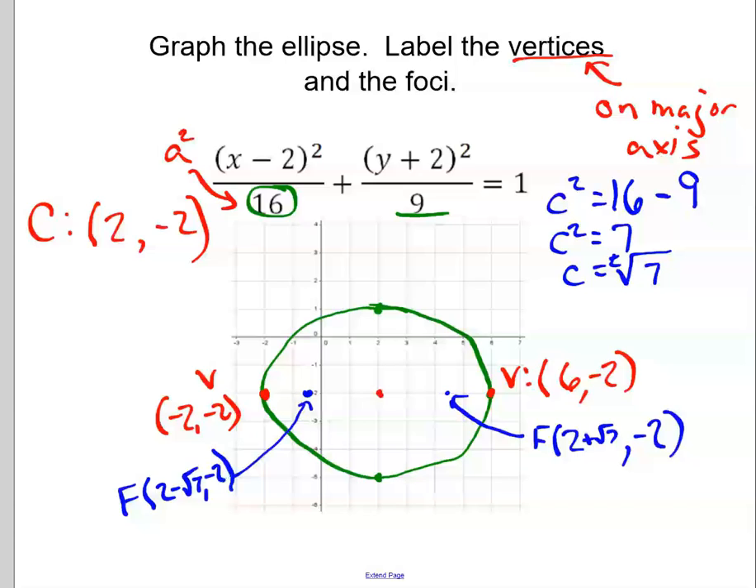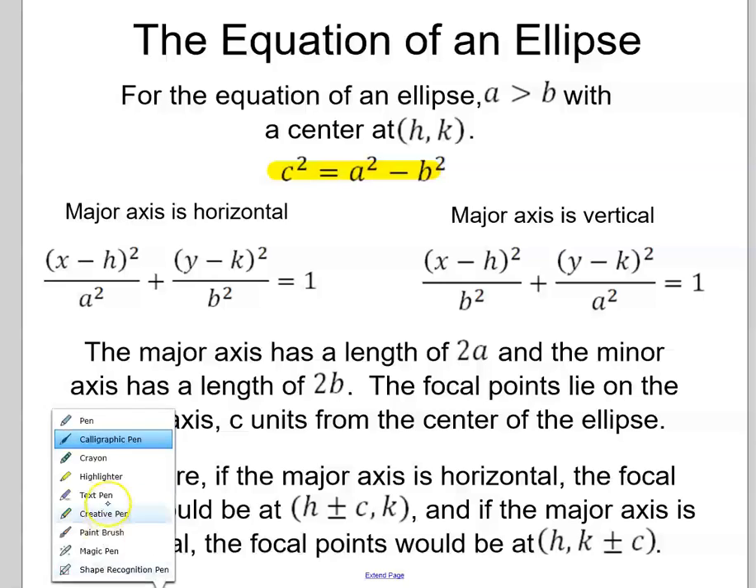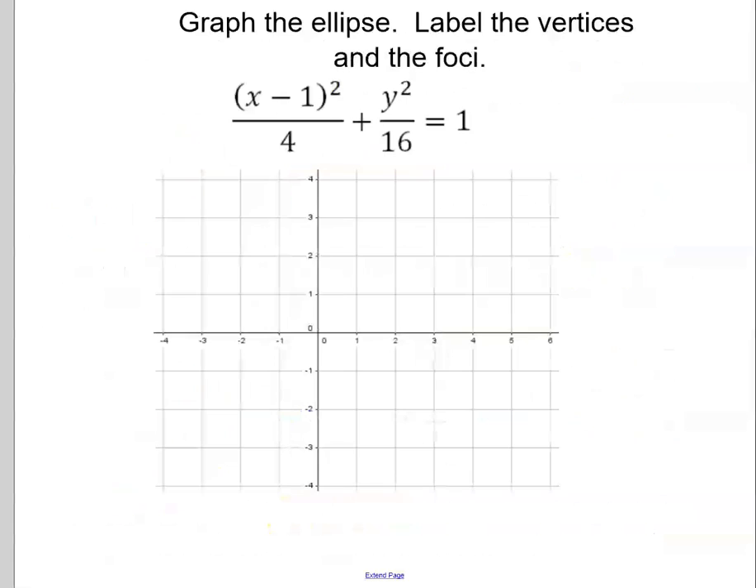Okay, so now I'm going to go back a second again, and now that we've done that, you can kind of see where this formula comes from. Right here, the first one we looked at, our example, the major axis was horizontal. So for the focal points, we use that h and k, but I added c to the h and I subtracted c from the h. And again, that was your x coordinate. All right, so now let's look at a second example.